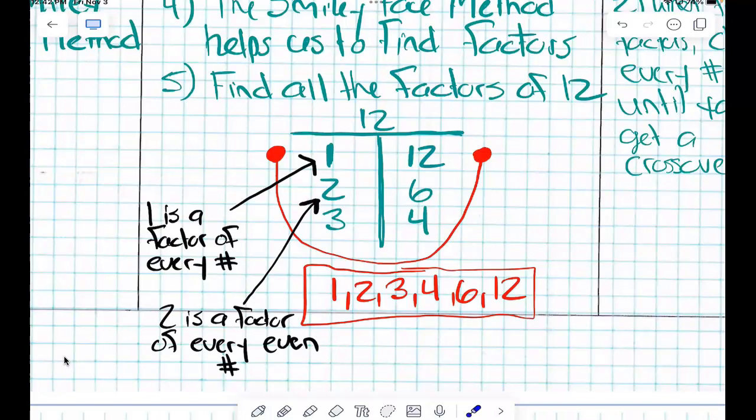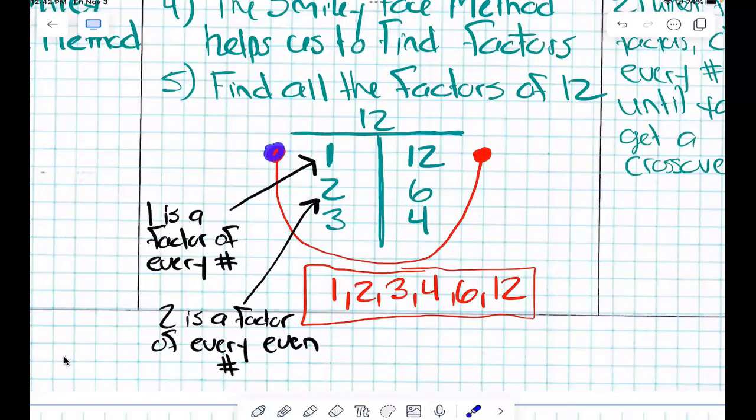Okay, so we've tried 2. We get 6. What's our next number we try? 3. Does 3 actually go into 12? Yes. How many times? 4. So our new pair would be 3 and 4, yes? What's the next number we try? Well, what comes after 3? 4. And we do a crossover. And that means we're done with the factors, though, right?